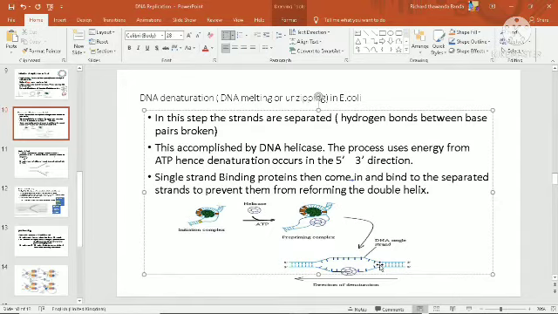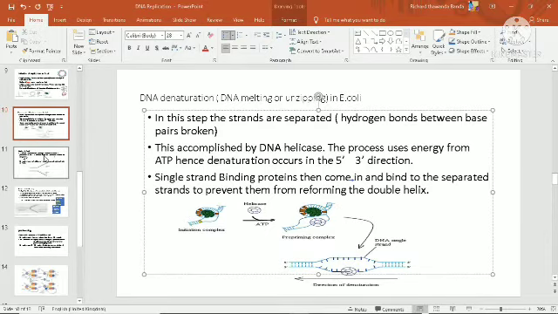And so to prevent that, there are what are known as single strand binding proteins. These will come in and bind to the single strands to prevent them from rejoining and forming the double helix again, reforming the structure the way it was. So once the single strand binding proteins are bound to the separated strands, the hydrogen bonding won't occur and there will be no reforming.